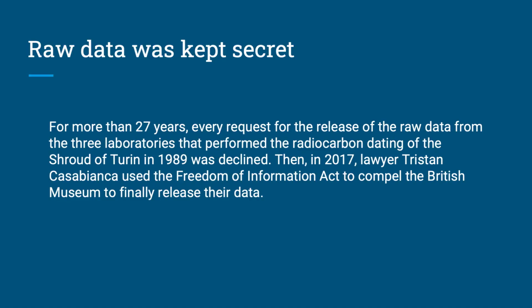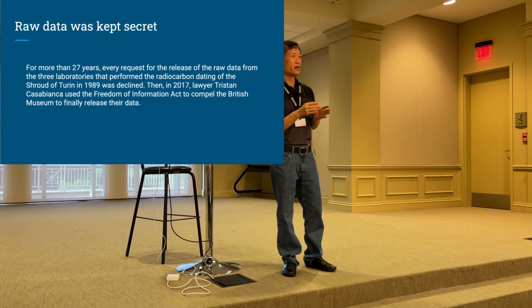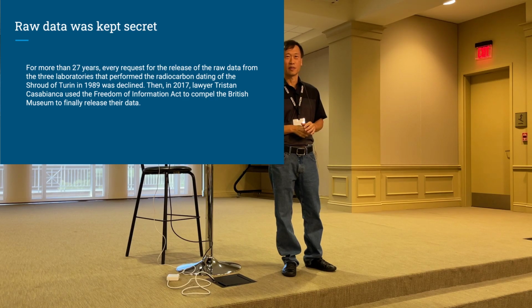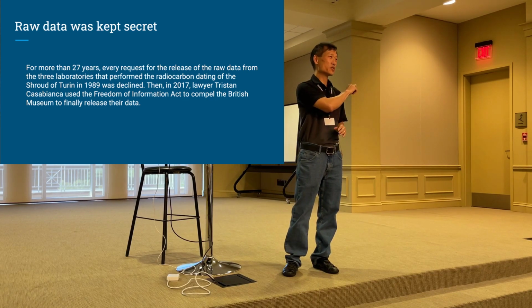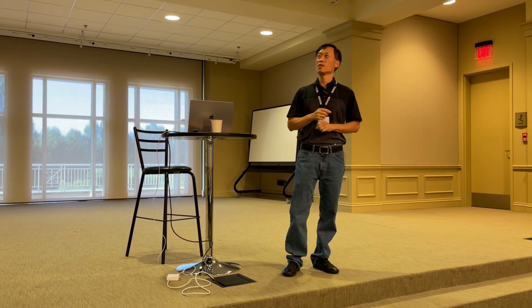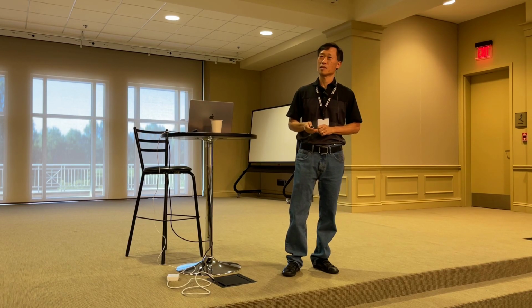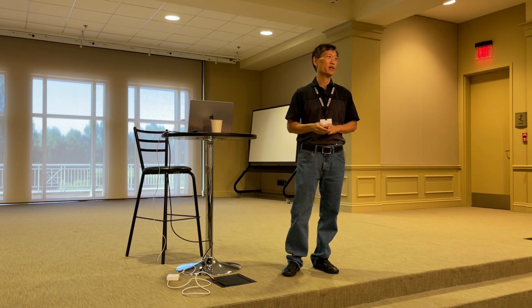When you do scientific experiments and produce a paper, you're supposed to release all of your raw data to the scientific community so they can verify it. But they did not do that. They hid all of their raw data. It was only 27 years later, in 2017, when Tristan Casabianco, who was a lawyer, used the Freedom of Information Act to compel the British Museum to finally release their data. So that's very suspicious. Why did they hide their data?